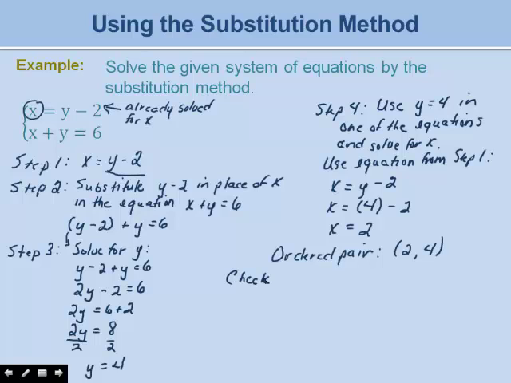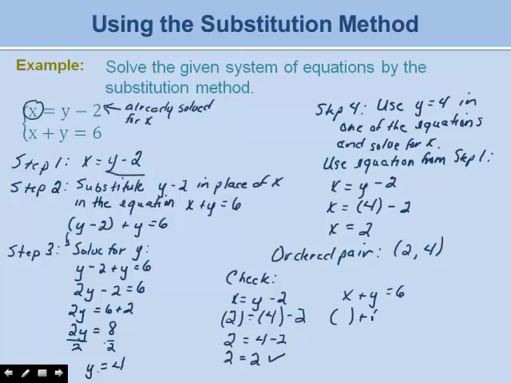Now, let's check this. To check to see if this is a solution of the system, we need to substitute those values back into both of our two equations. The first equation we had was x equals y minus 2. If we substitute 2 for x and 4 for y, then we have 2 is equal to 4 minus 2, and that's a true statement. Now in our other equation, we had x plus y is equal to 6. Again, we're substituting 2 for x and 4 for y. If we add 2 and 4, we get 6. So that's also a true statement. That means that this checks, and (2, 4) is our solution.